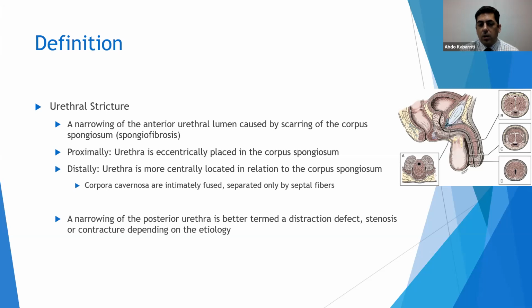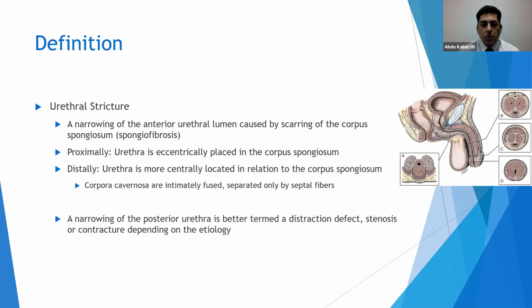Now, the corpora cavernosa are intimately fused, and these are separated only by septal fibers, and that's crucial when you get a priapism case. Oftentimes, you only have to irrigate on one side, and that's because they are fused, and whatever you do on one side can actually cross over to the other side.